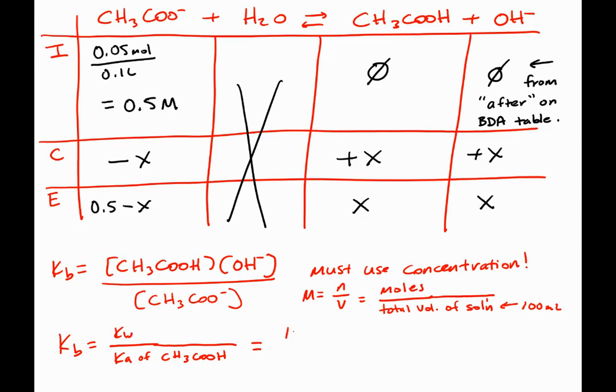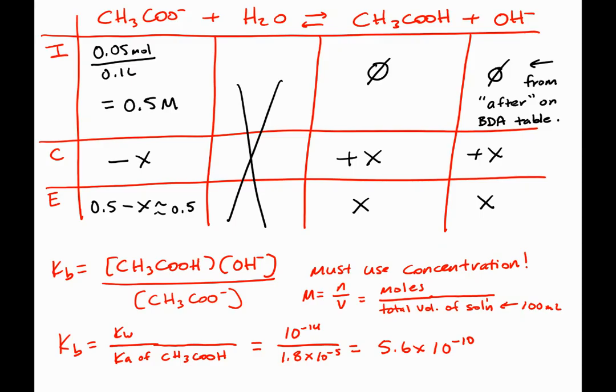The Kb, therefore, is equal to 10 to the minus 14 over the Ka of acetic acid, which is a given value. It's 1.8 times 10 to the minus 5. That gives us the value of Kb to be 5.6 times 10 to the minus 10. With this value of Kb being so small, you can go ahead and take the small x approximation and approximate the concentration of the acetate ion at equilibrium to be 0.5 molar.